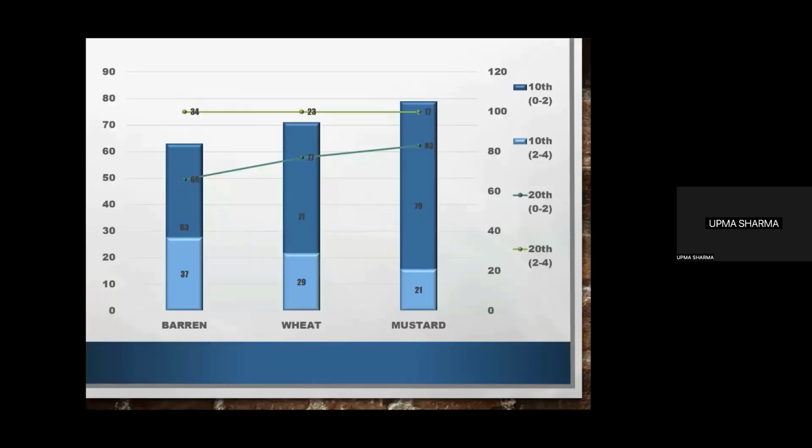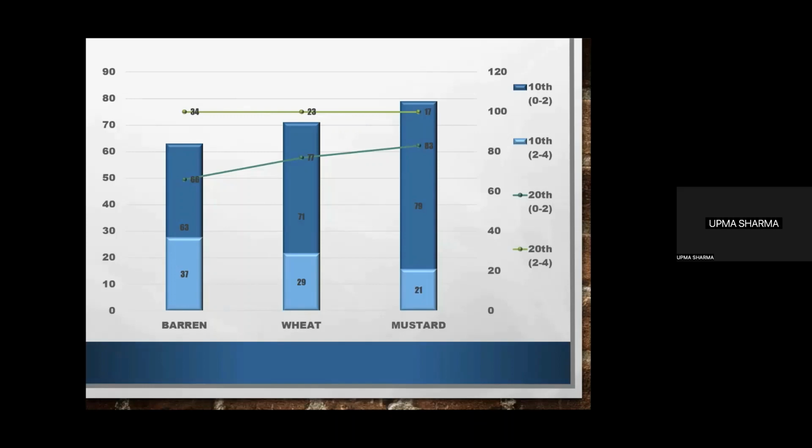Further classification as per barren, wheat and mustard: you can see here around 37% area is between 2 to 4, which is decreasing in the 10th year, and 63% is in the low salinity class, which is increasing from 37% to 63%. Coming to only the barren land, in the 10th year, 0 to 2, which is the low salinity area, it is 63%.